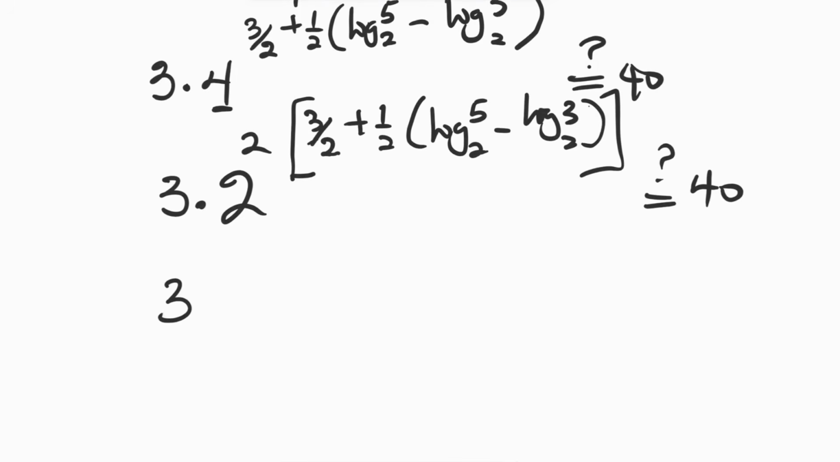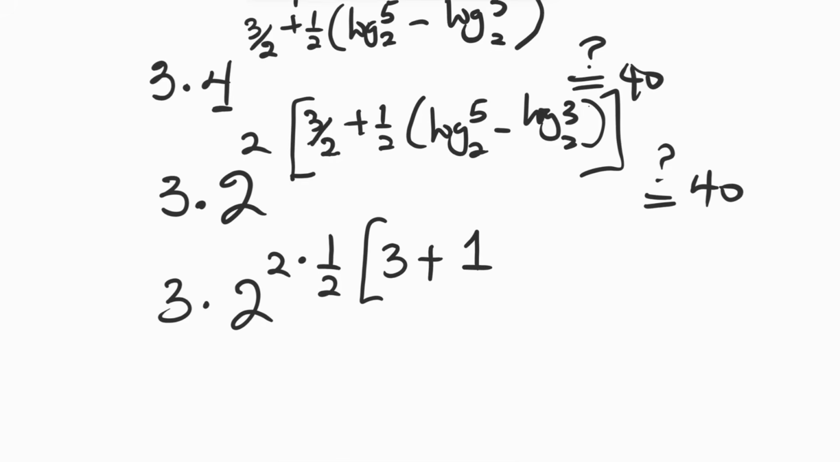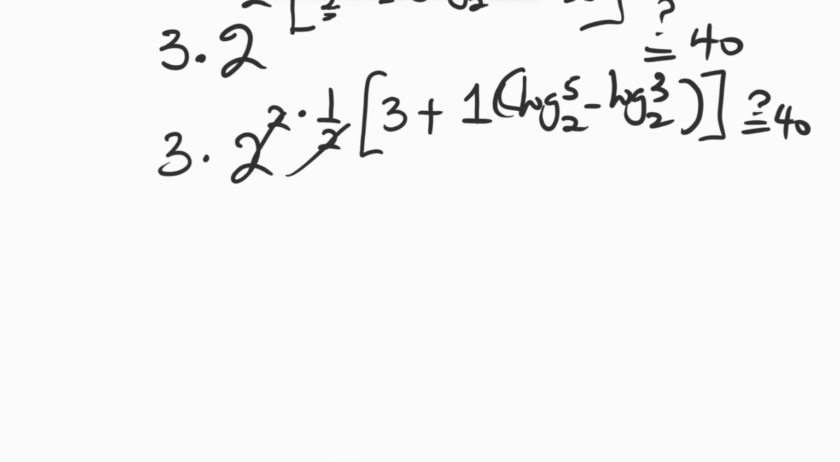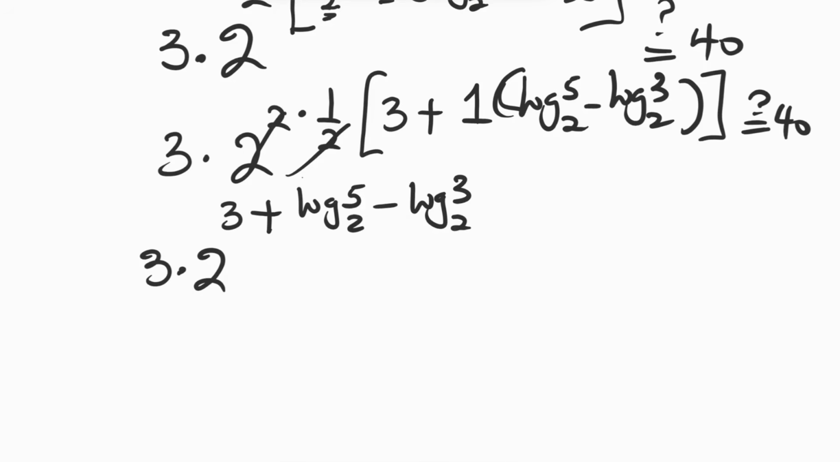So we're going to go ahead and factor out half from the power. So now we have 3 times 2 raised to the power 2 times 1 over 2. And then we have 3 plus 1, because 3 times half will give us 3 over 2. And half times 1 will give us half times log of 5 base 2 minus log of 3 base 2. Trying to see if that's going to be equal to 40. So 2 cancels out. So we have 3 times 2 raised to the power 3 plus log of 5 base 2 minus log of 3 base 2.